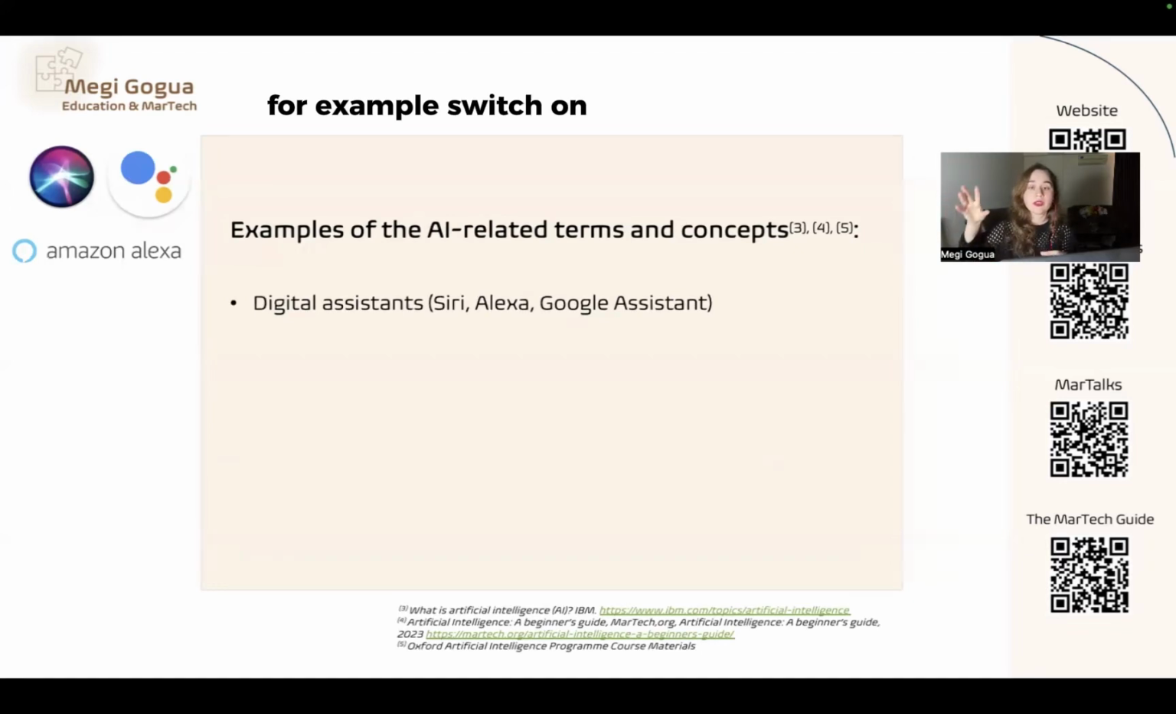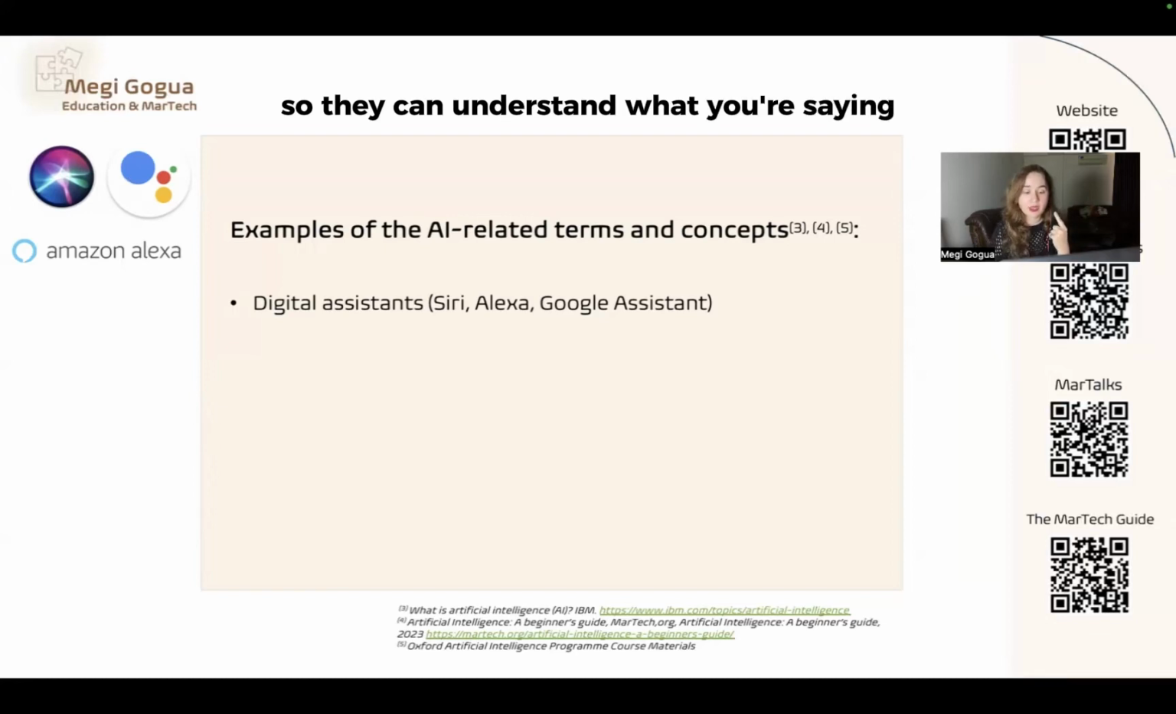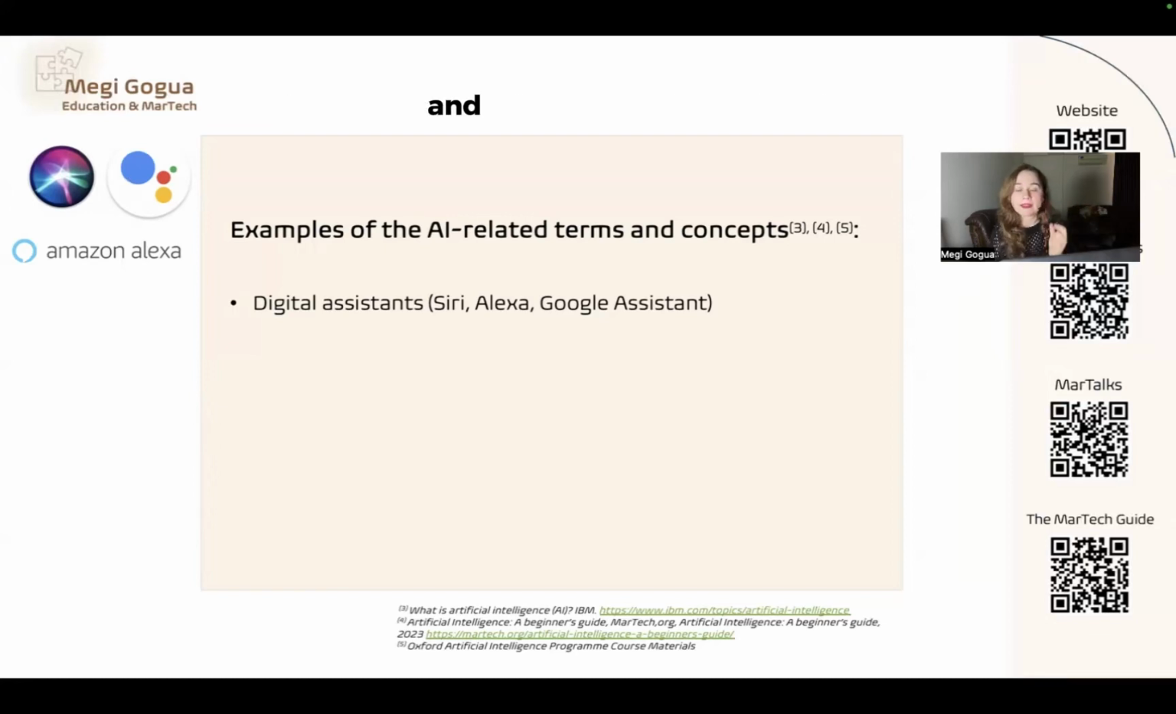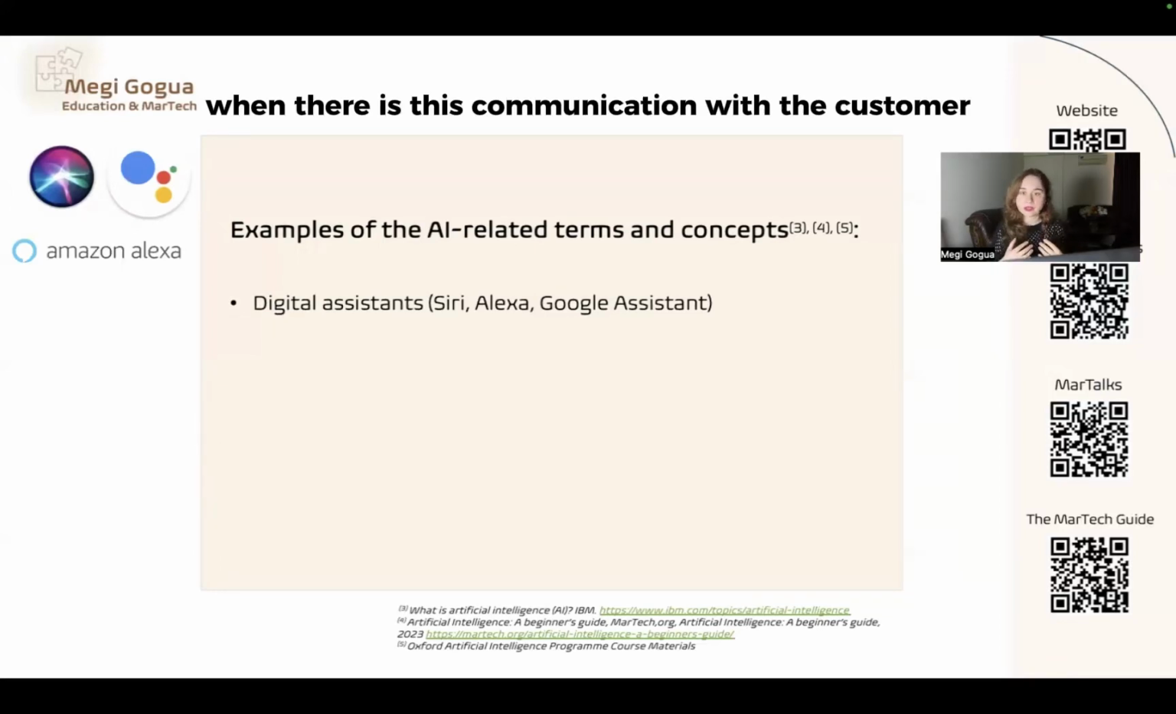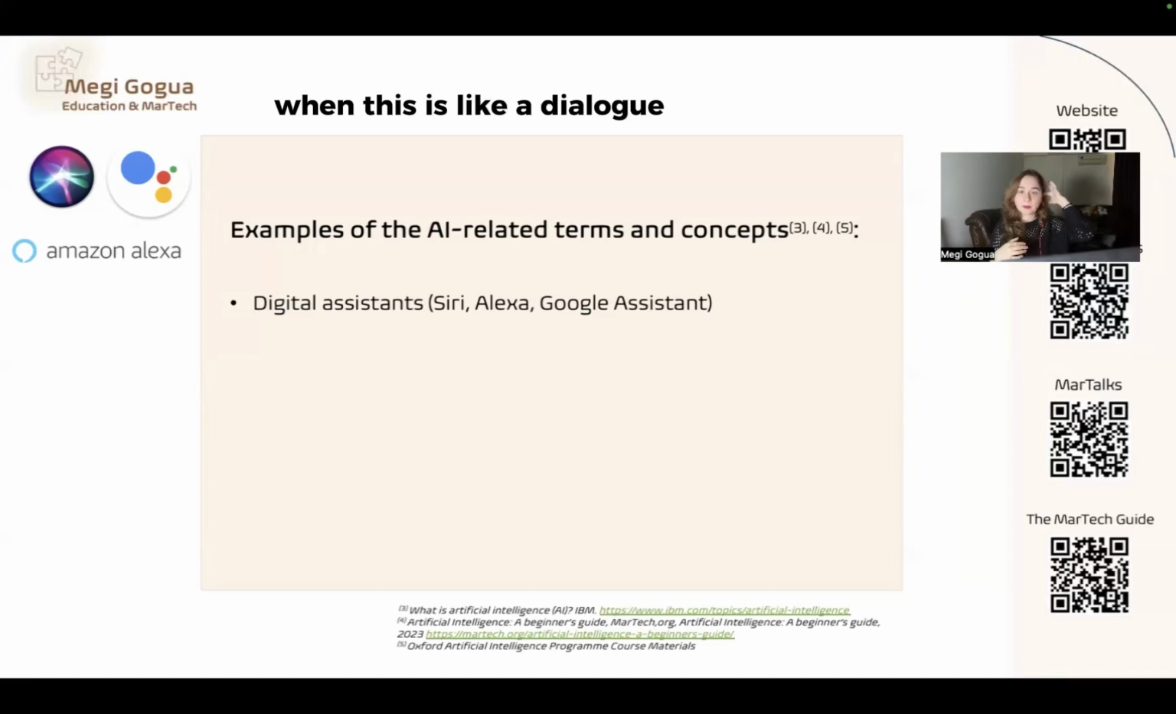For example, they can understand what we say, and they can make something happen offline. For example, switch on the light in your room if you tell the digital assistant to, or they can make an appointment for you. So they can understand what you're saying, understand what they have to do, and they actually do it. And that's why it becomes quite interesting, because when there's this dialogue based communication with the customer, this helps marketers understand the ways the customer could communicate and work on what the needs of the customers are.